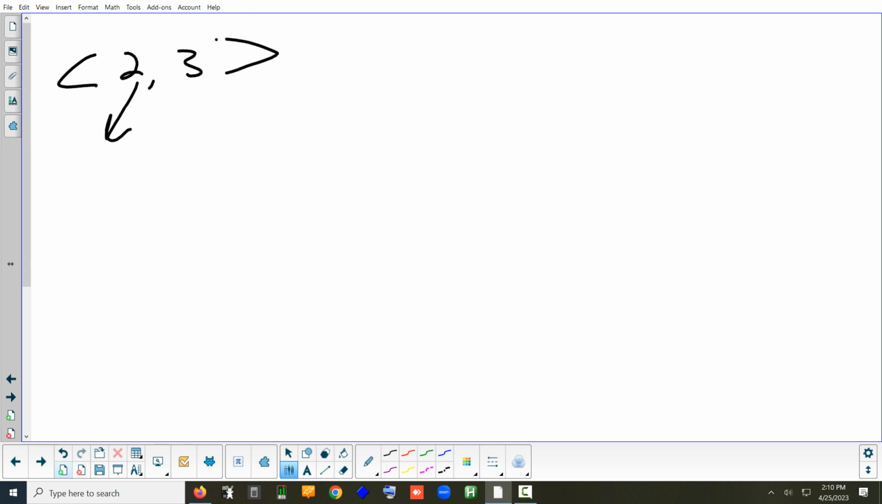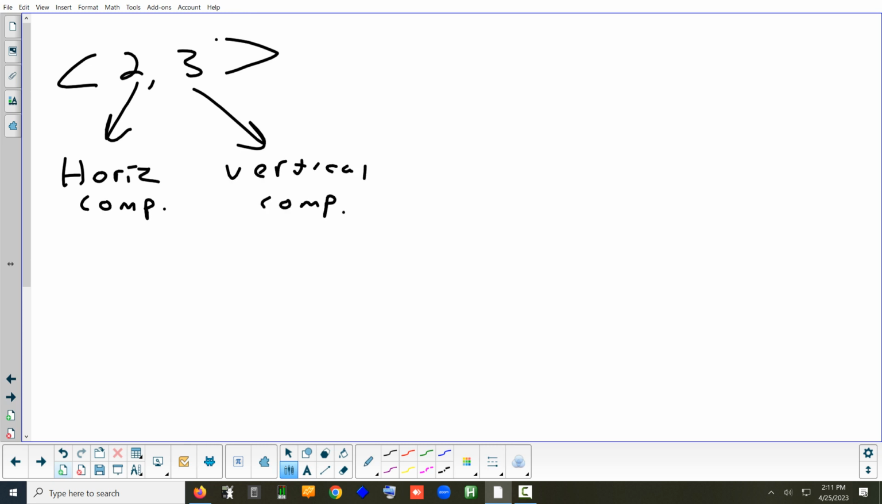Anyone that was here yesterday, tell me what that number means? The first number? Yeah, horizontal. That's called the horizontal part, or the horizontal component. And how about the second number? That's your vertical part. It's called the vertical component.